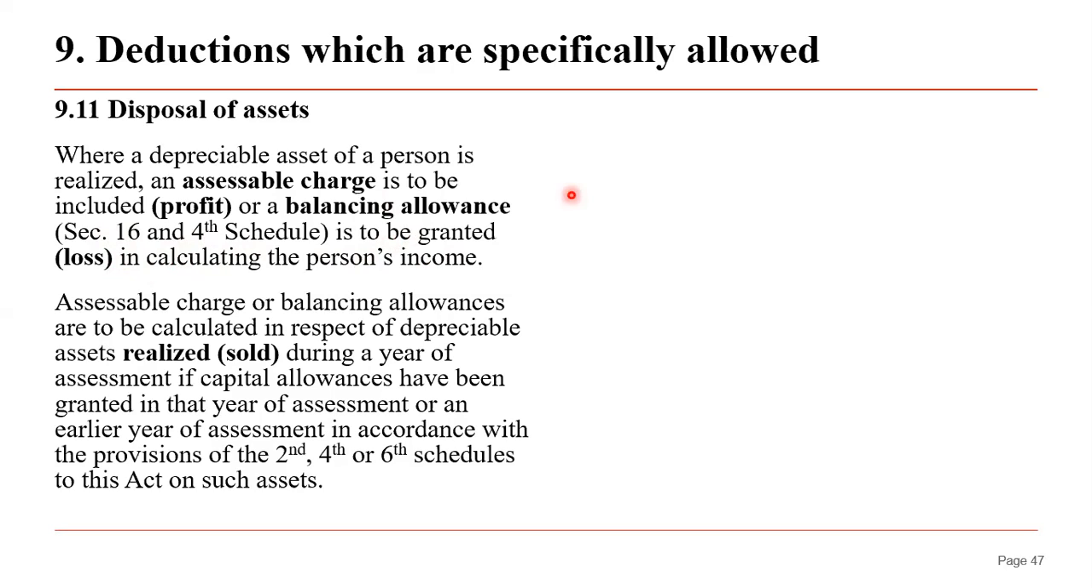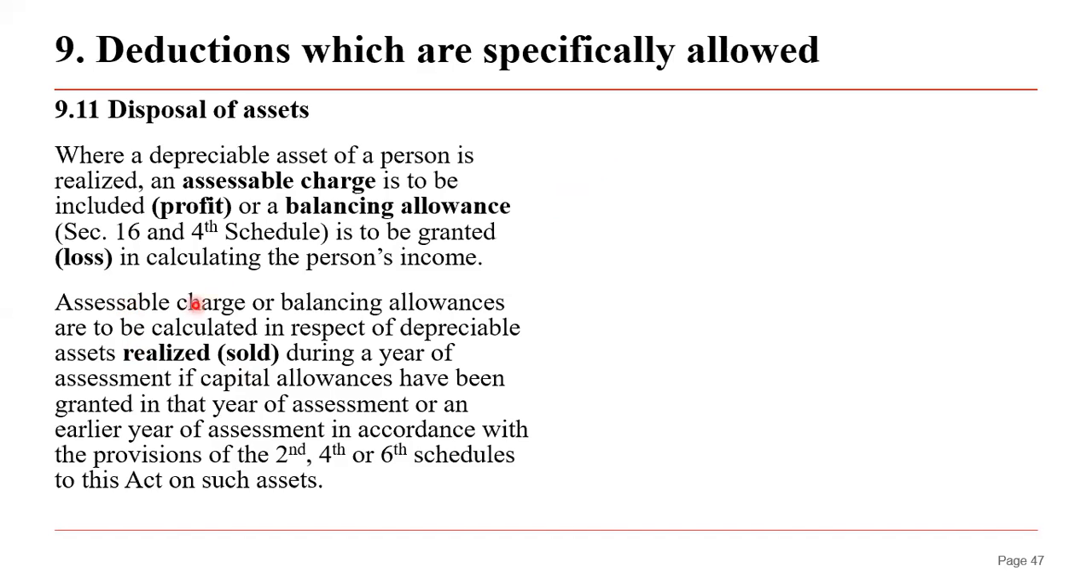I'll explain. The assessable charge means the taxable profit on disposal of depreciable asset, right? If you are going to dispose of an asset, you will calculate accounting profit or loss separately based on the accounting principle, right? Then you need to calculate taxable profit or taxable loss on disposal. If there is a taxable profit, we call it an assessable charge. If there is a taxable loss, then we call it a balancing allowance, which we can deduct, right?